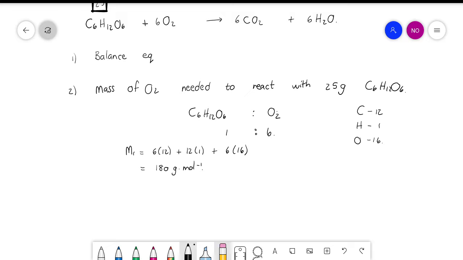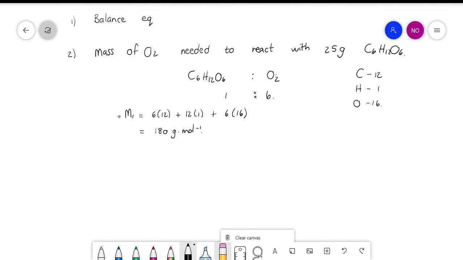Okay, so we calculate the molar mass of glucose by using the values on our periodic table. And then from there we say, okay, if we have 25 grams of glucose, we can use this formula to calculate how many moles of glucose we have. And remember, we don't want to round off until we get to our final answer.